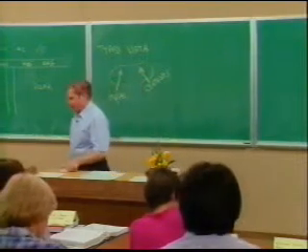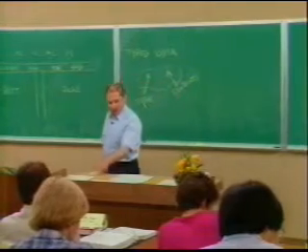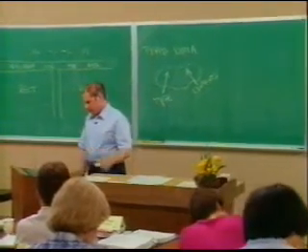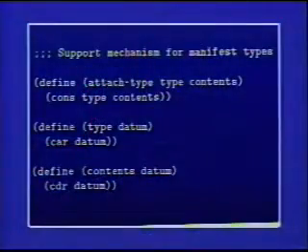How do we build that? Well, that's easy. Right? We know how to build clouds. We can build them out of pairs. So here's a little representation that supports typed data. There's a thing called attach-tag: take a type and attach it to a piece of contents, and we just use cons. And if we have a piece of typed data, we can look at the type, which is the car. We can look at the contents, which is the cdr.